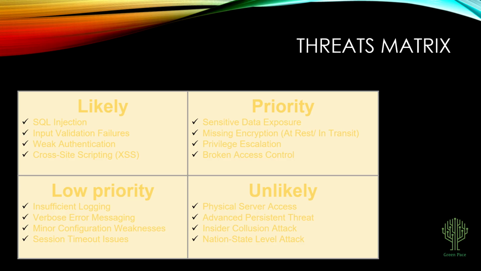The low priority category includes issues like insufficient logging or error messages. While they don't immediately expose sensitive data, they weaken overall security posture. Finally, the unlikely quadrant includes threats that require advanced effort or specific conditions, such as physical server access or nation state level attacks. These are possible, but less immediate concerns compared to application level vulnerabilities. By organizing risk this way, mitigation efforts focus first on vulnerabilities that are either highly exploitable or highly damaging.